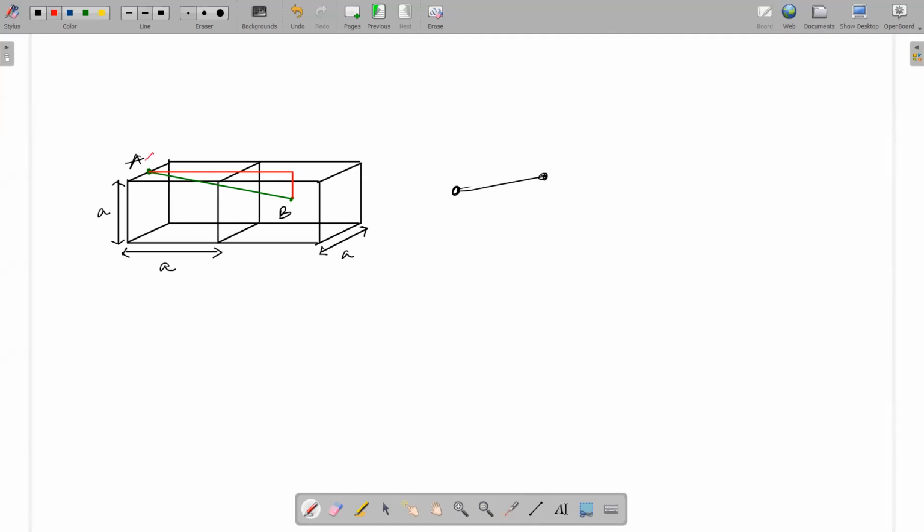So this is your A. This is your A by 2. So this whole distance will be, let me write this C. So AC is equal to A plus A by 2. Then you have BC. BC is equal to A by 2.